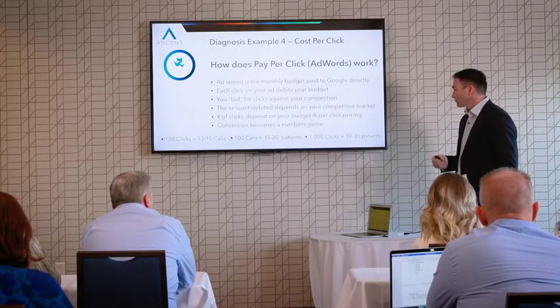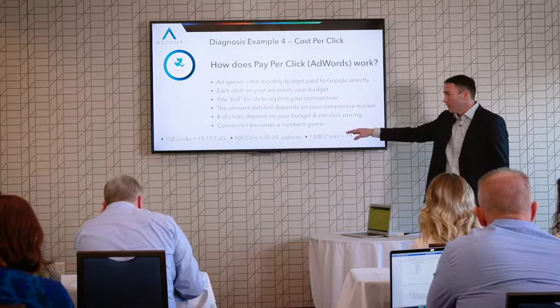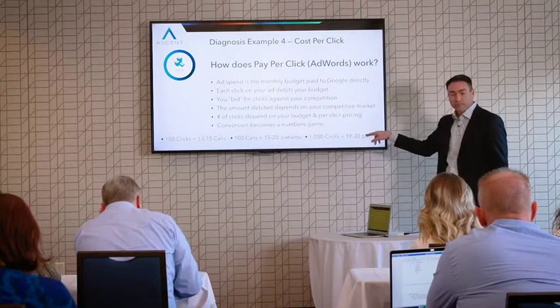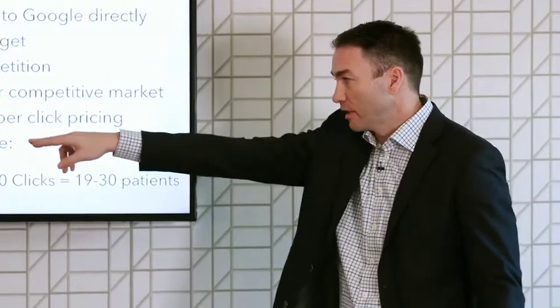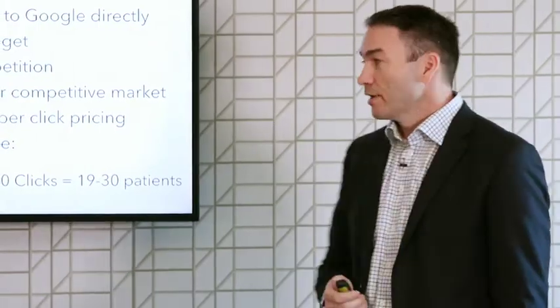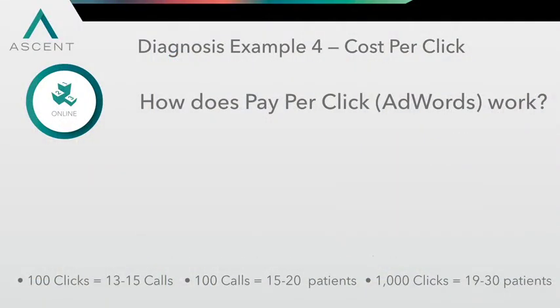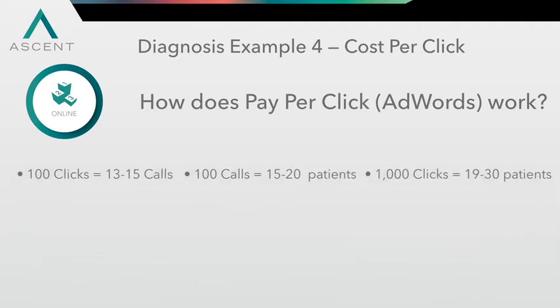And then finally, if you kind of run that out, 1,000 clicks is going to deliver between 19 to 30 patients at those ratios. 19 on the low end, 30 on the high end. So let's put this into real terms. Let's say you set a goal that we would like to bring in 10 new patients a month.